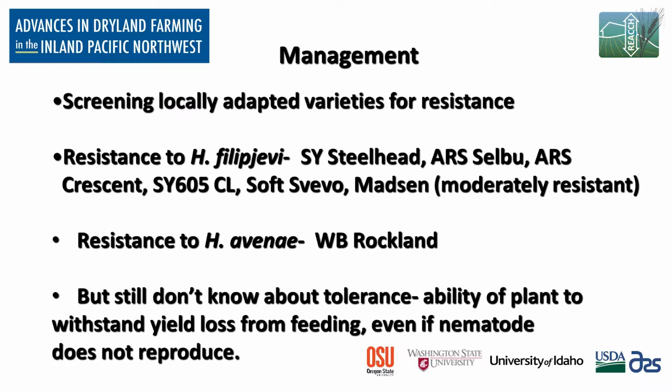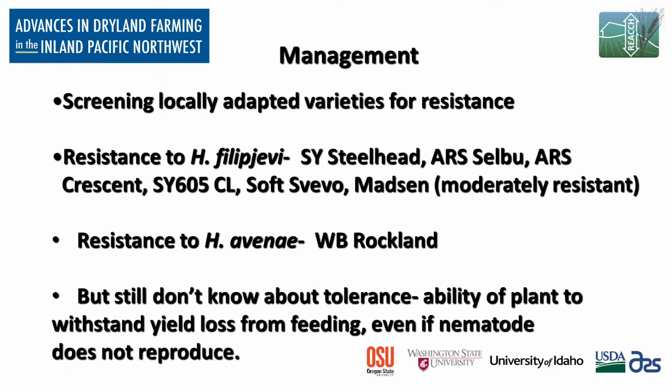Syngenta Steelhead, ARS Selbu, and Crescent are very resistant. Madsen's moderately resistant. In terms of oats, Westbred Rockland is resistant. So we're just starting to get an idea on resistance that's out there.